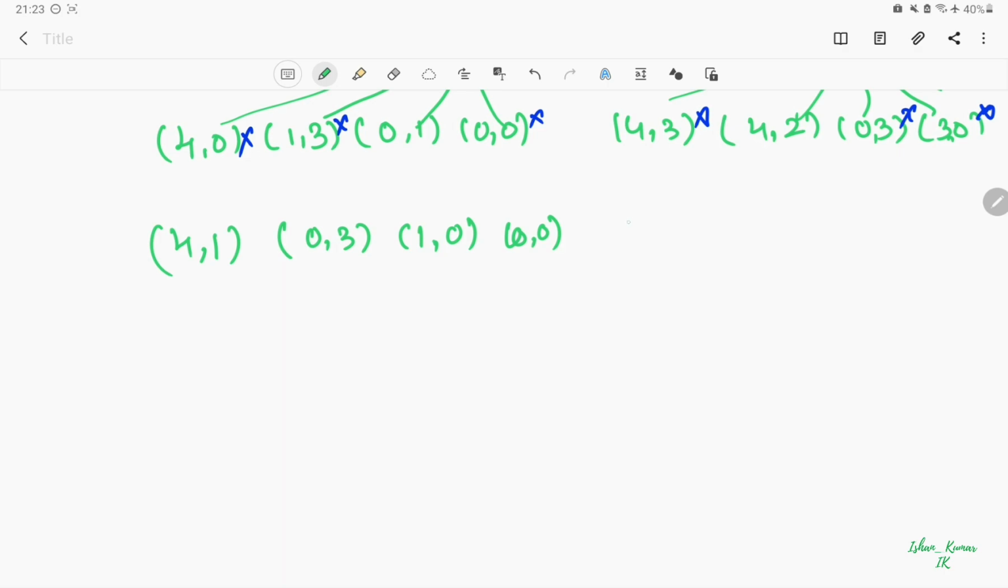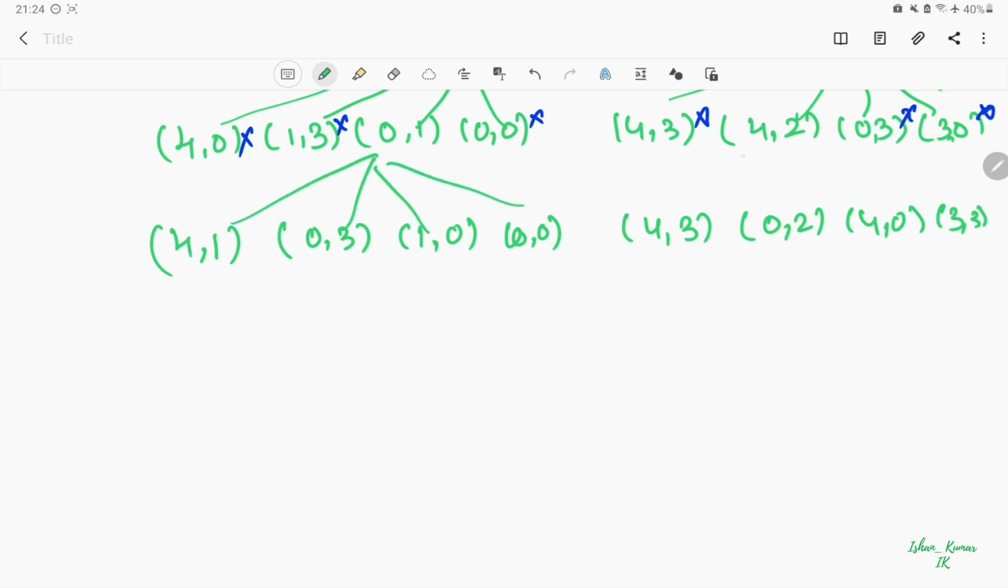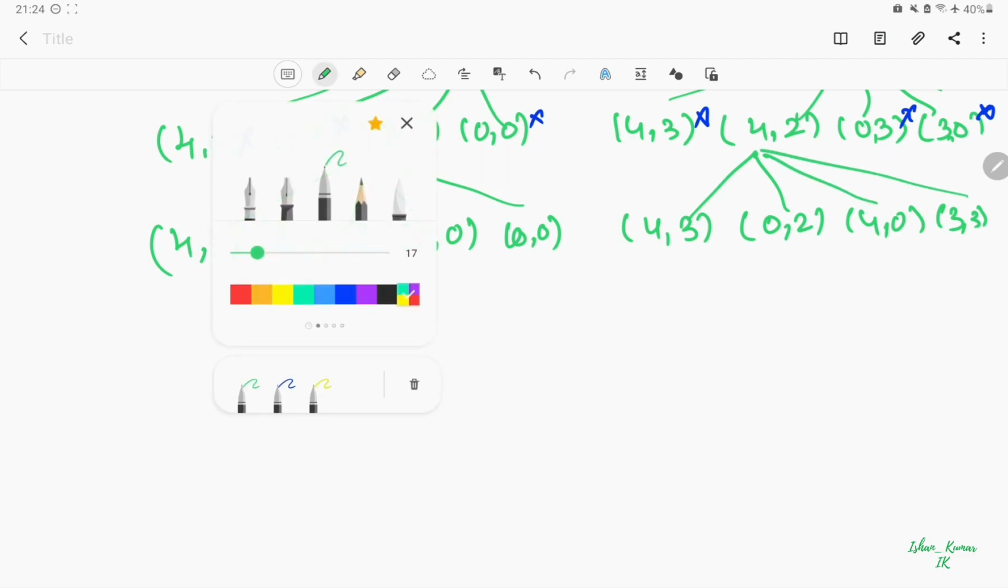Similarly for 4, 2, if we fill it 4, 3, if we empty it 0, 2, 4, 0, and if we pour water 3, 3, we will get 3, 3 here. So these are the possible states from 0, 1, and these are the possible states from 4, 2 here.